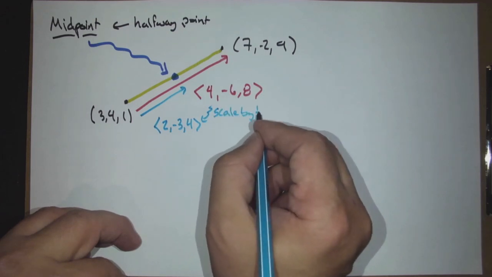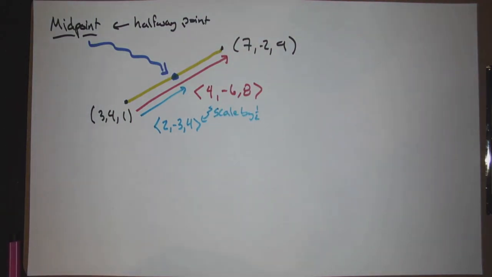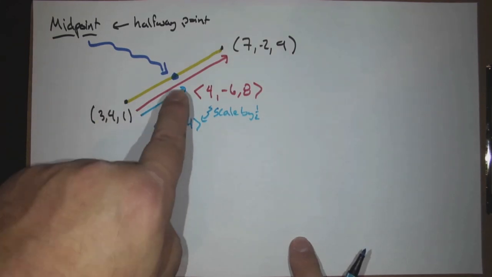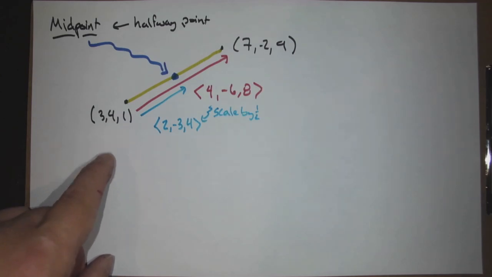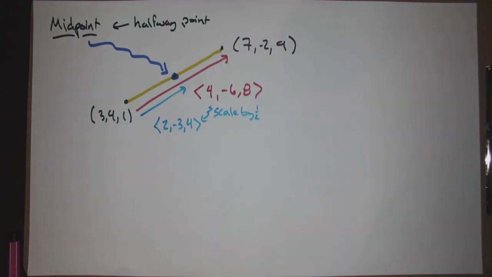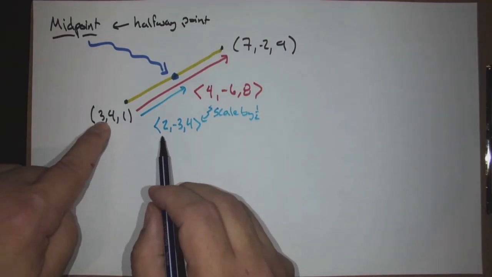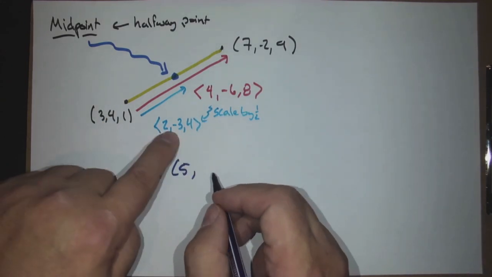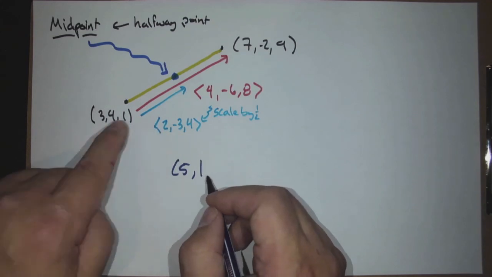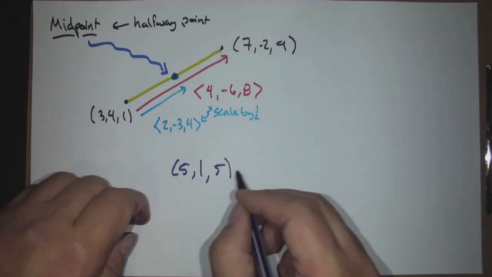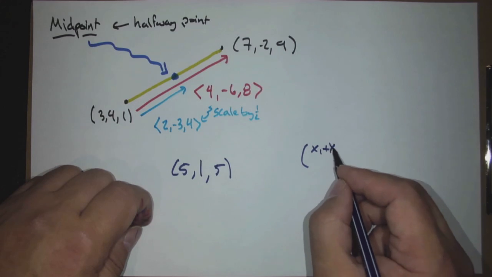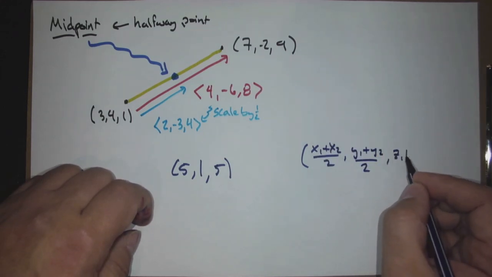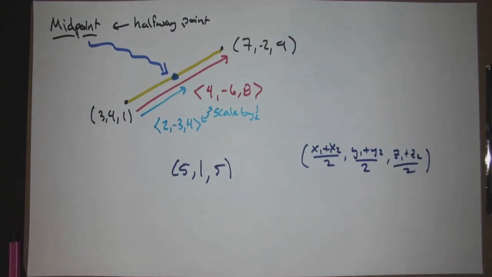So scale by half. And now, if I start at this point and I change by this amount, then I'll be at the midpoint. So now, where is the midpoint? We can write it down. It turns out to be at 3 plus a change of 2 gives us 5. 4 plus a change of negative 3, 1. 1 plus a change of 4, 5. In general, it's exactly like you think. It turns out that if you just add the individual coordinates and divide by 2, it is the midpoint.